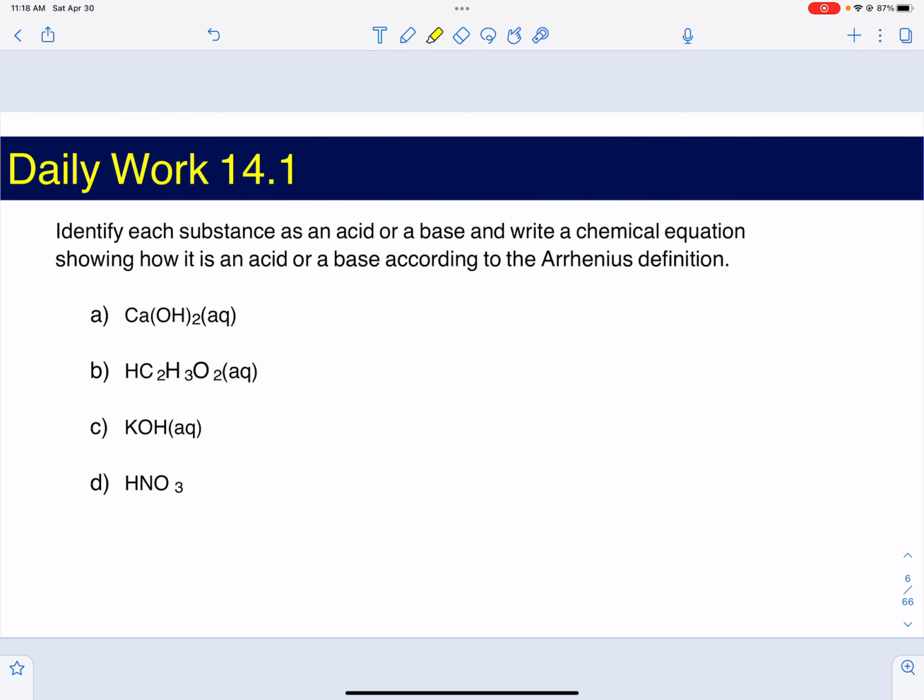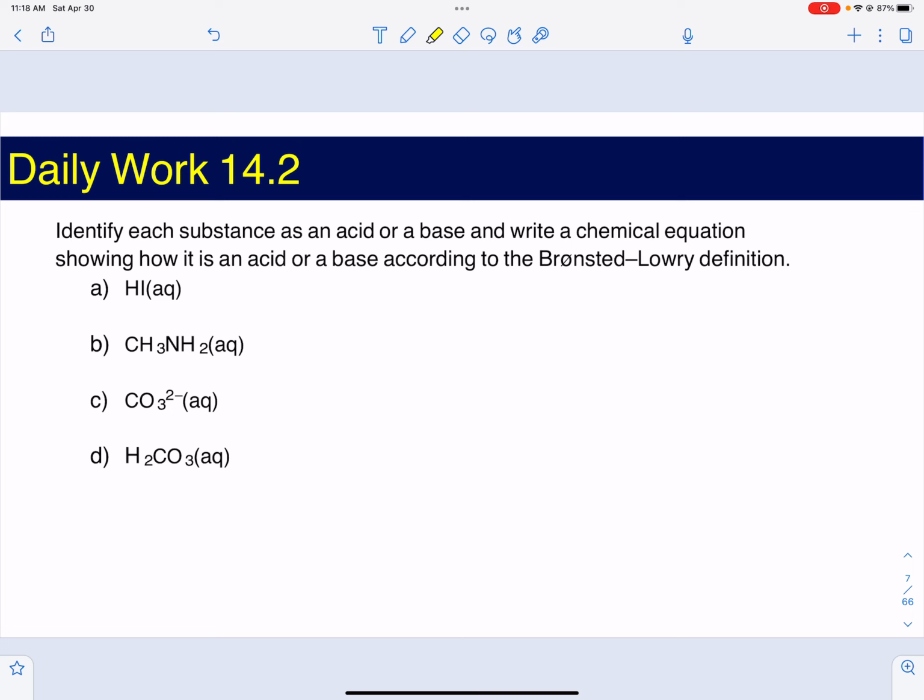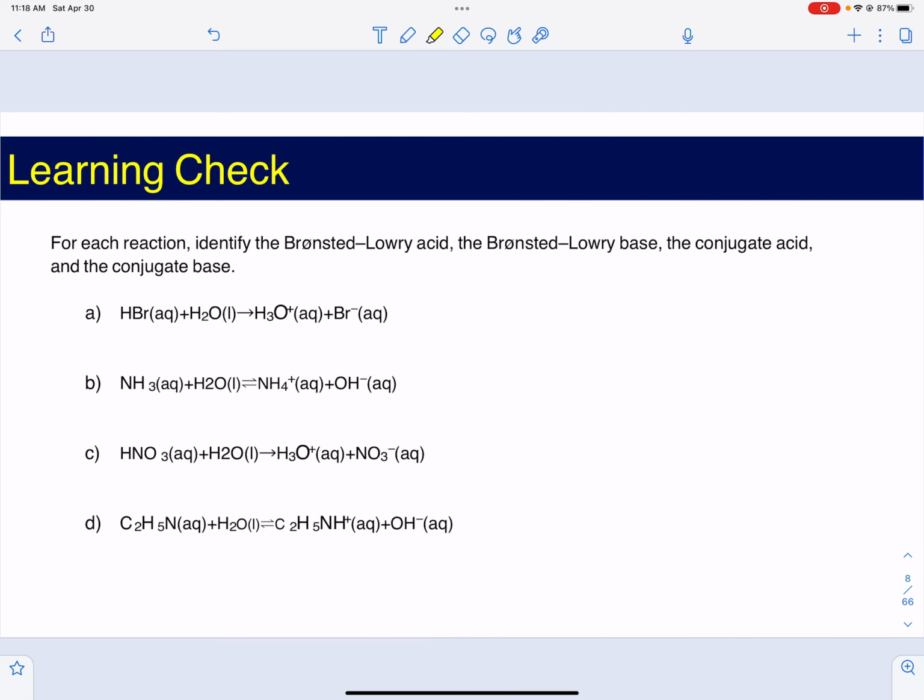So with that said, it's time for you to practice. We're going to start with the Arrhenius definition. So make sure you do what you know how to do. And after you do that, then you're going to do the same thing with the Bronsted-Lowry definition. Refer back to this recording if you need to fine-tune your knowledge on that.